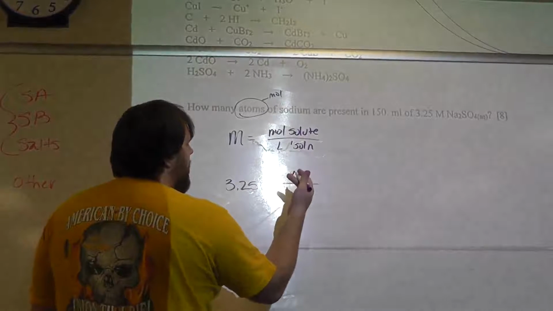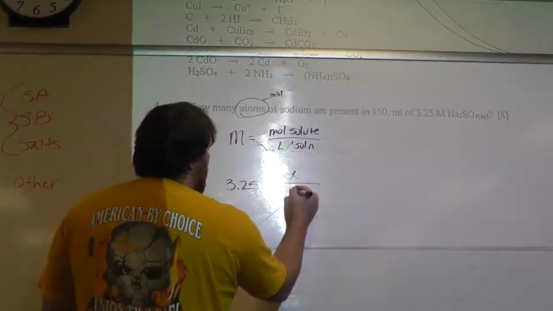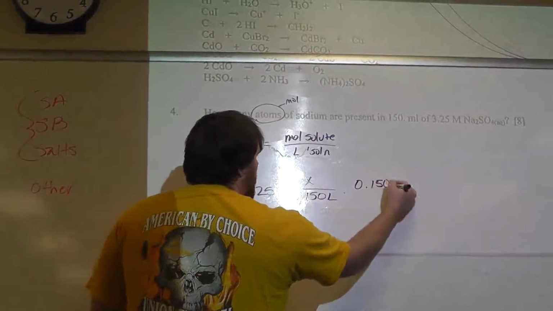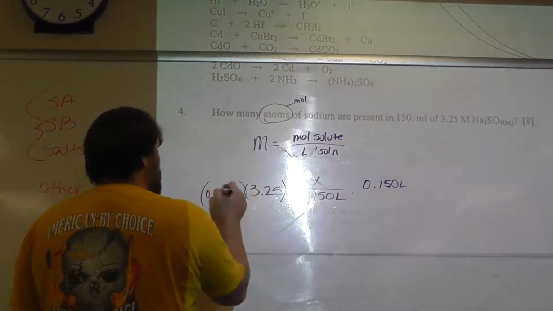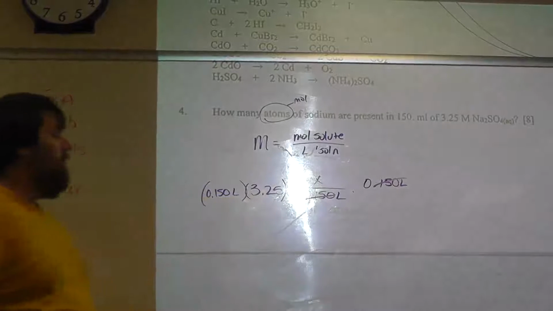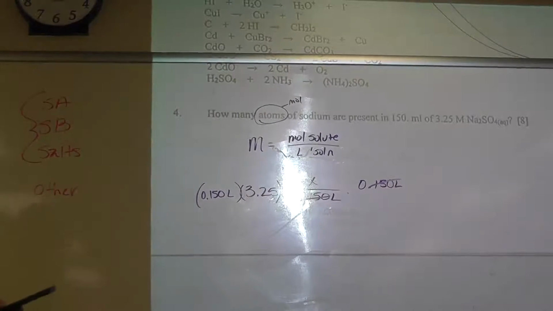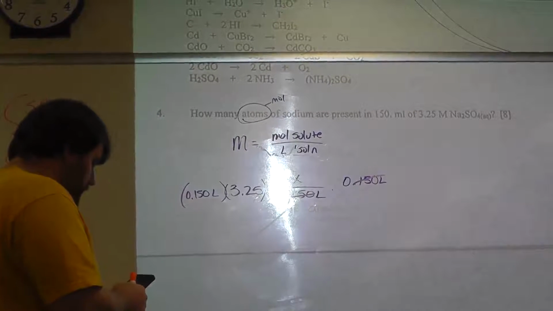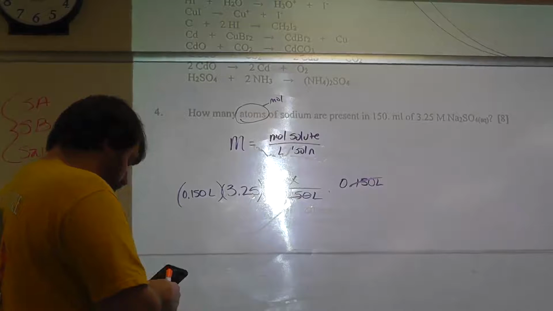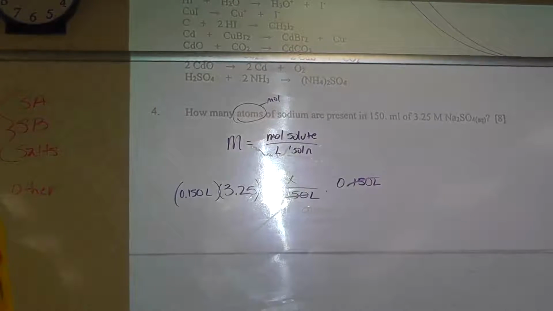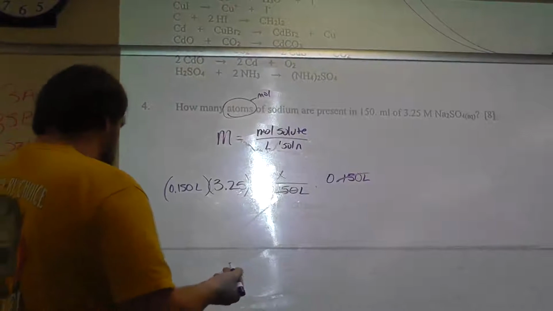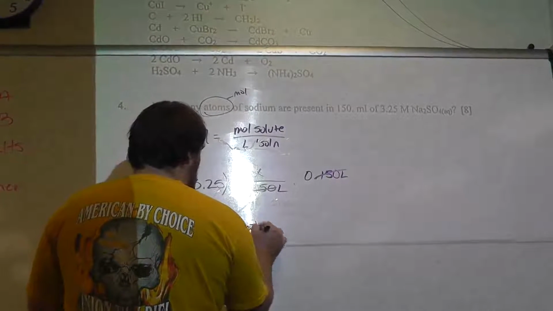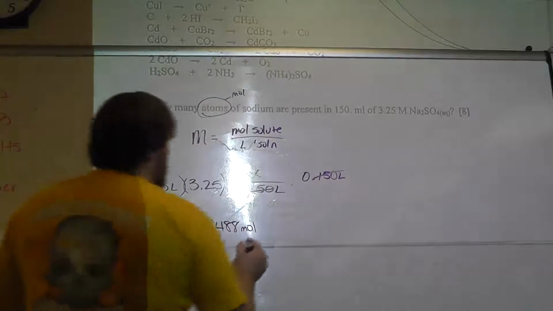And we were given the volume, but we needed it in liters for the denominator, so this needs to be 0.150 liters. And I'm just going to solve that. Okay, I'm coming up with 3 sig figs, 0.488 moles. And so our solute in this case is going to be our sodium sulfate.